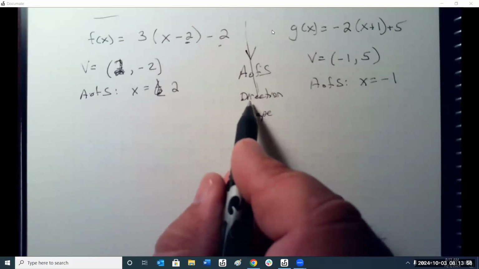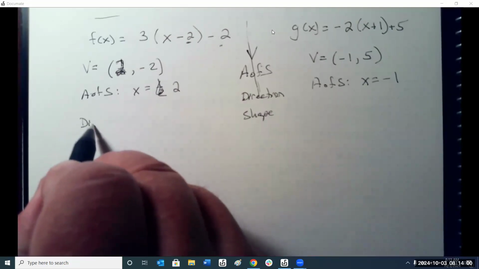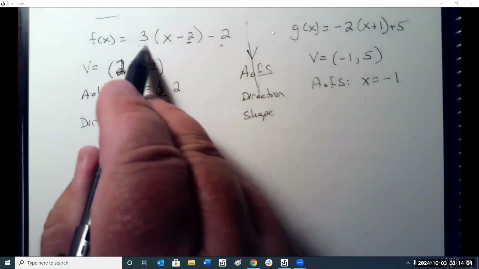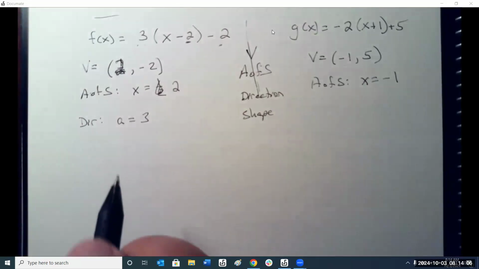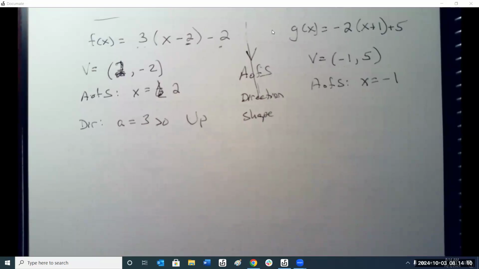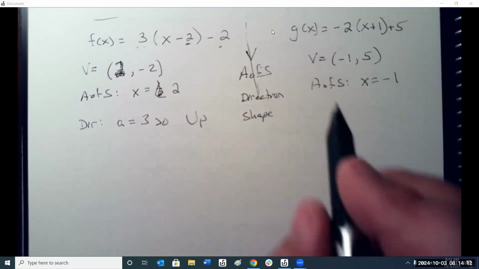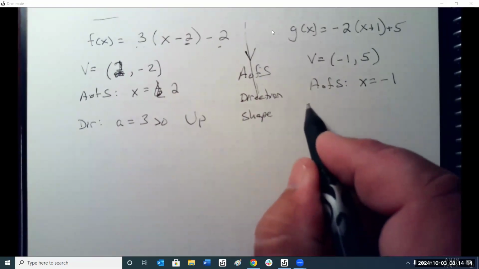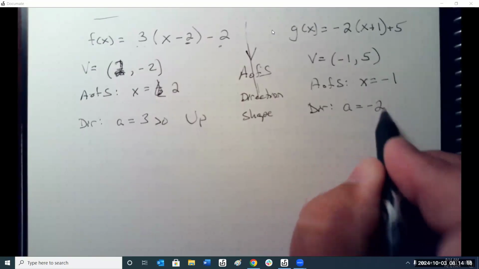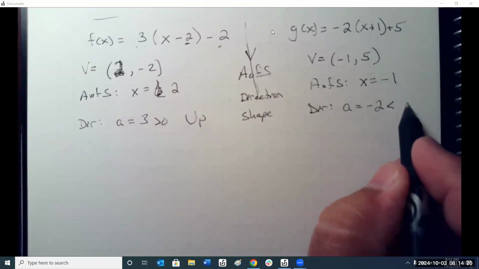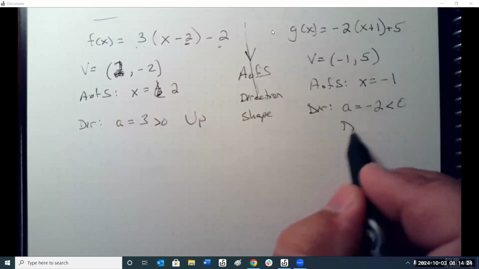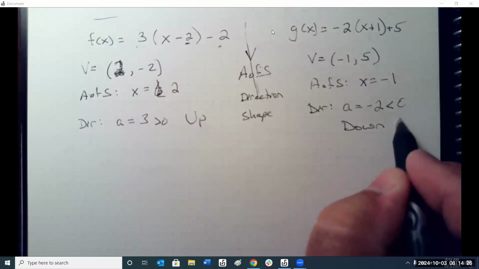The direction: A equals 3. It's greater than 0, so it opens up. The direction here: A equals negative 2. It's less than 0, so it opens down. It looks like this.